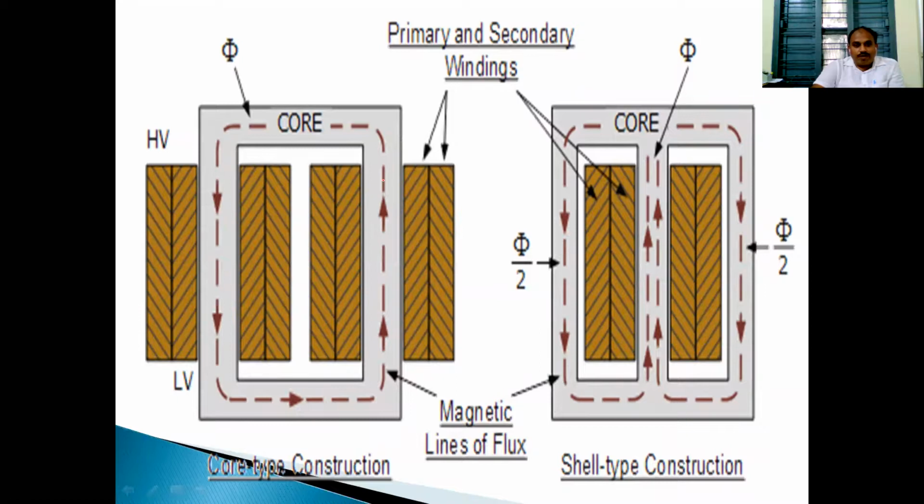So this is the core type transformer. This is a shell type transformer. In the core type transformer, this is the low voltage winding and this is the high voltage winding. Here also, these are the low voltage windings, with the high voltage winding outside. In this one, this is the low voltage winding and this one is the high voltage winding. So, core type and shell type.